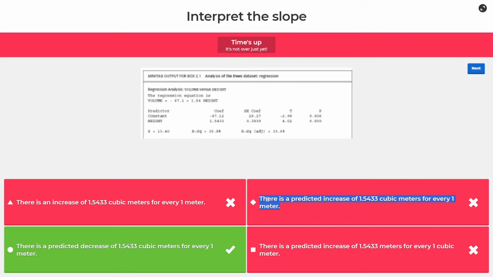So as you can see here, in this answer, we include all of the aspects needed for an interpretation of a slope. We have the word predicted, which is really important because it's not the actual value. This is just simply a prediction of what the value is going to be. We have the word increase, which shows that the graph is in fact increasing and not decreasing. Here we have our units as well, cubic meters, the SI base unit for volume. And we have meters, which is the base unit for height or length.